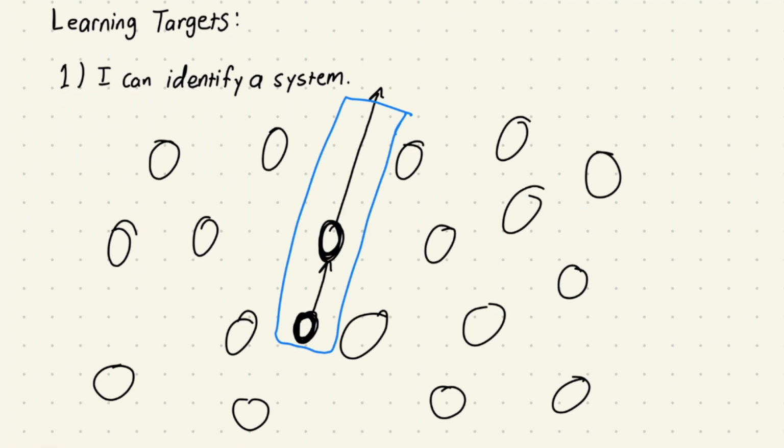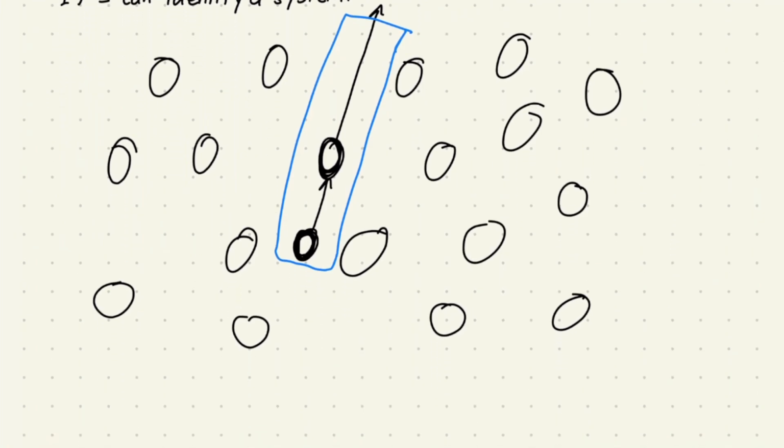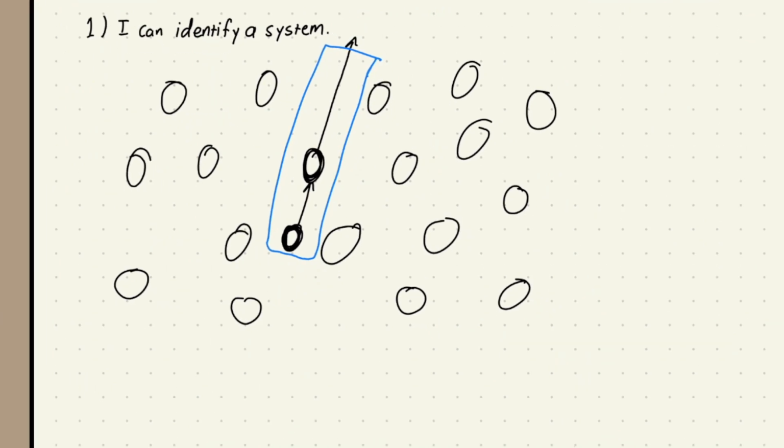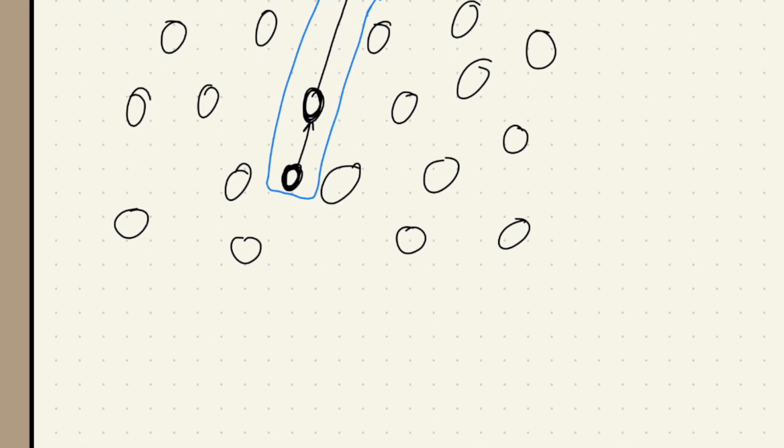And a system is really just the thing that we're observing, the thing that we're calculating, the thing that we're measuring something about. So a system can be a ball, it can be a car, it can be all kinds of things. But there are some important features of a system, and those features are: a system does not have an internal structure.